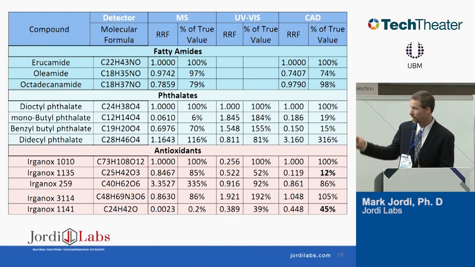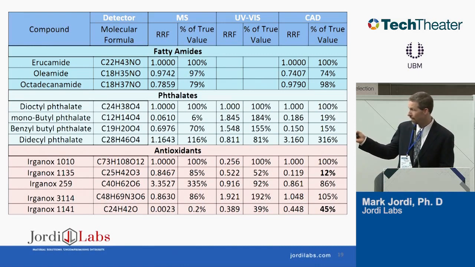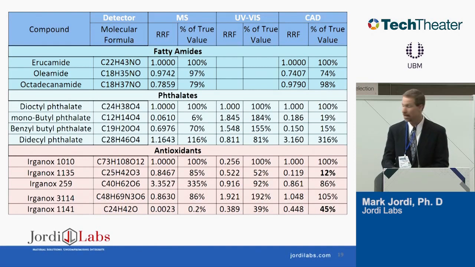So what you see here is for the first class, which are slip agents, that's starting with erucamide and oleamide, those have a more generally universal response by MS than by the other detectors. If, on the other hand, we're looking at the phthalates, we're going to want to go with the UV-VIS detector, which has the most universal response. And then if we're looking at the class that's the antioxidants, typically either the UV or the CAD is preferred depending on the volatility of that particular antioxidant.